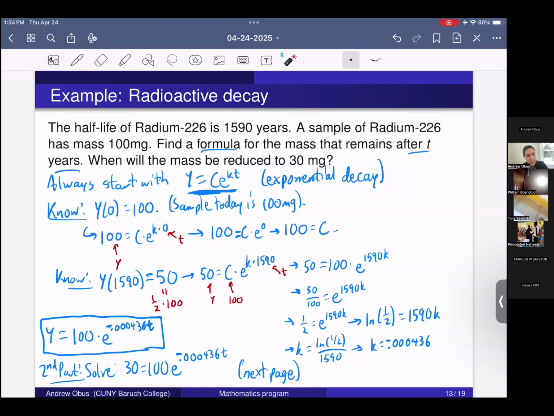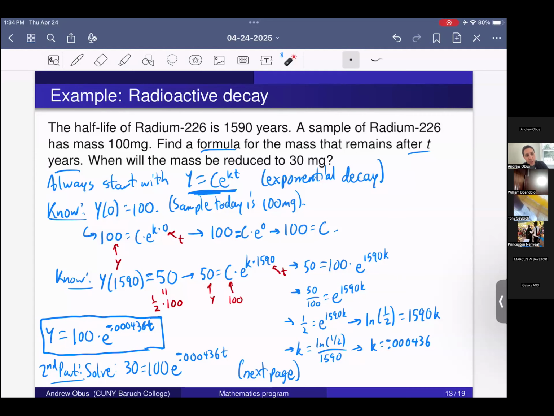It's 100 times e to the minus 0.000436t. Once you know this equation, you don't care about the 1,590 anymore. This now tells you how to relate y and t for any values at all. 1,590 is just this special value that tells you when half of the substance is gone.